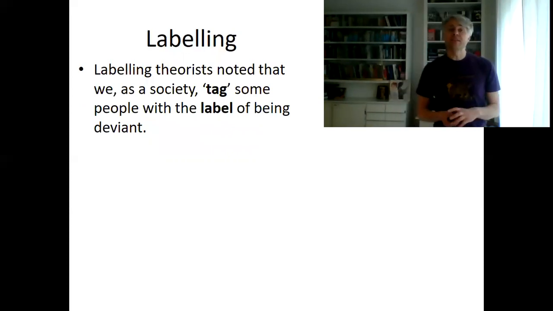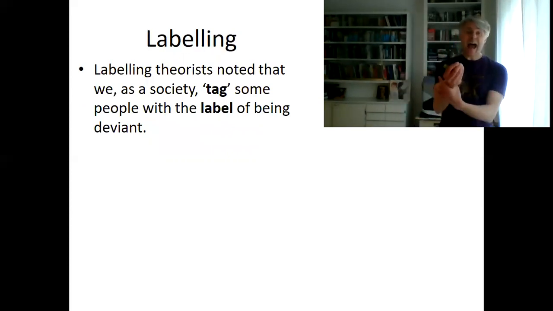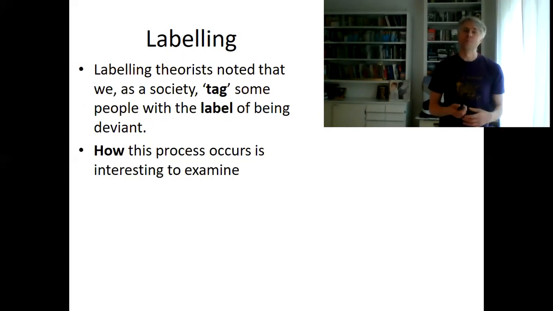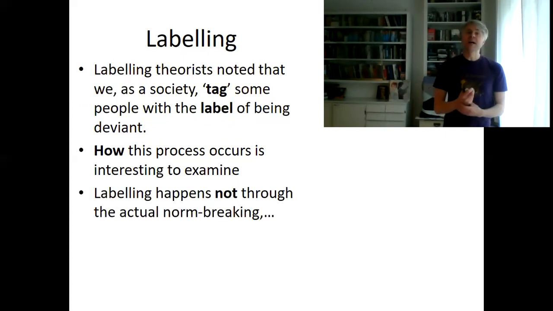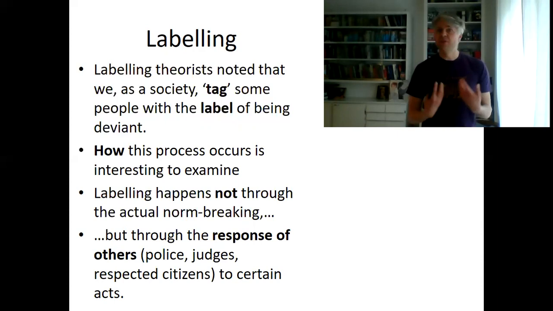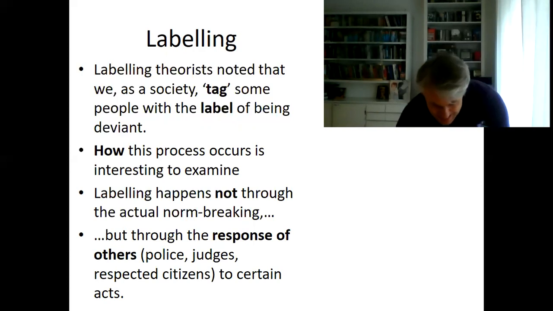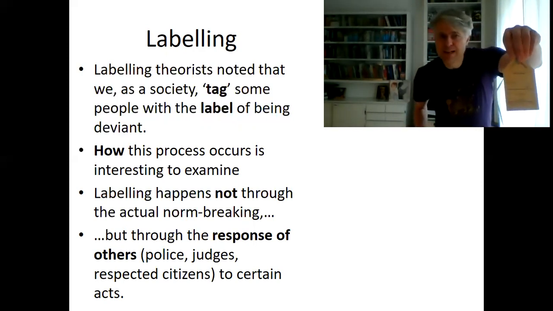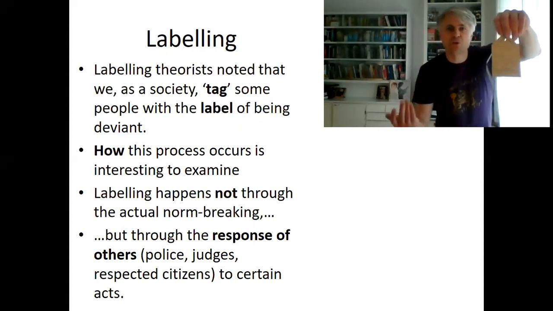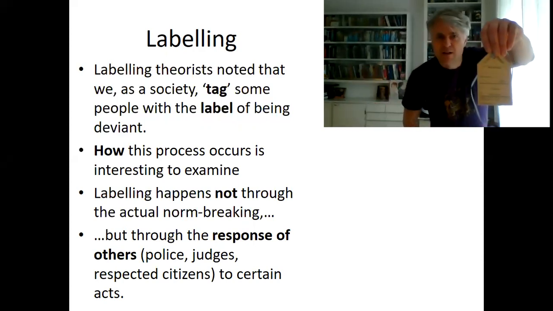Labeling theorists noted that we as a society tag some people with the label of being deviant. How this process occurs is really interesting to examine. Labeling occurs not through the actual norm breaking itself, but rather through the response of others, police, judges, respected citizens, to certain acts. So labeling is a process of tagging people because of their behaviors. Labeling is a funny word. We really are using the concept of the label here. It's just like a label that you may attach to your suitcase, indicating that my suitcase is my suitcase.